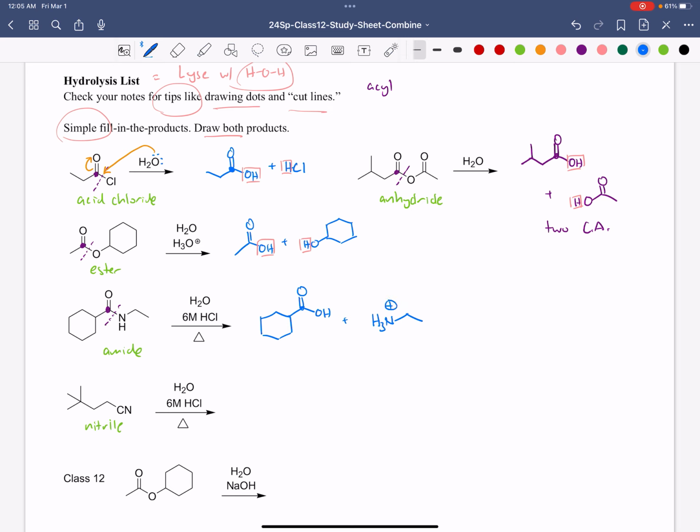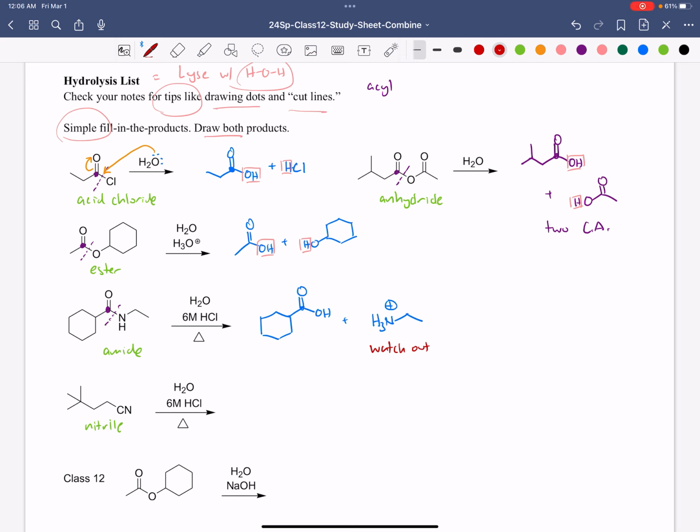Just watch out, right? Put a little note. These are your study sheets. So you won't need to remind yourself over and over again: watch out. When you hydrolyze an amide under acidic conditions, you have to protonate that amine.